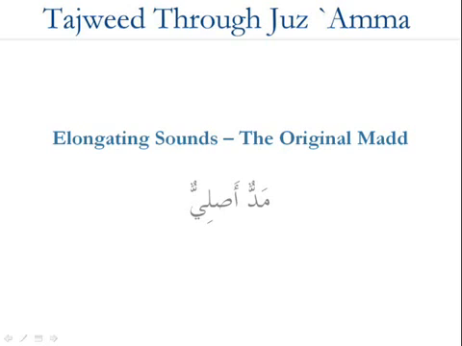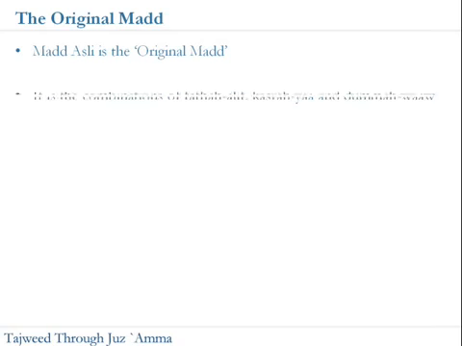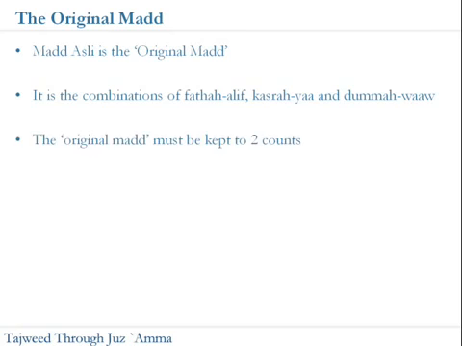Elongating sounds, the original mad. The original mad in Arabic is called mad asli. The original mad basically are the long vowels which are called the fatha alif, the kasra ya and the dhamma waw. In terms of lengths, the original mad must be kept to 2 counts.